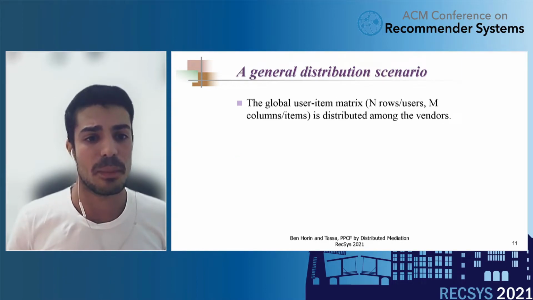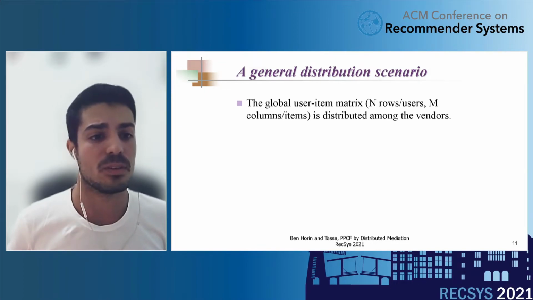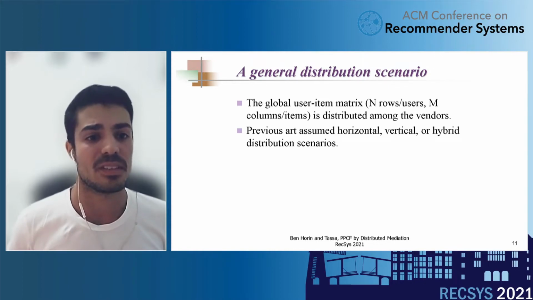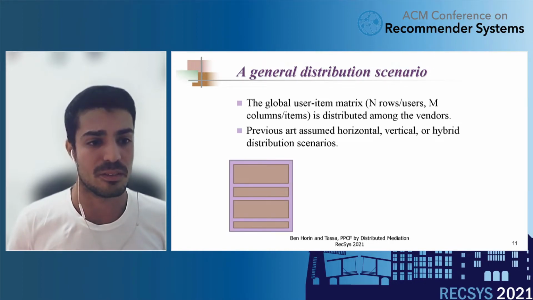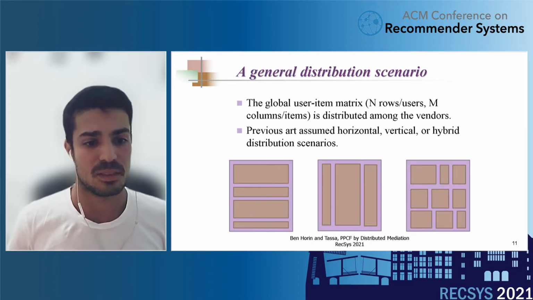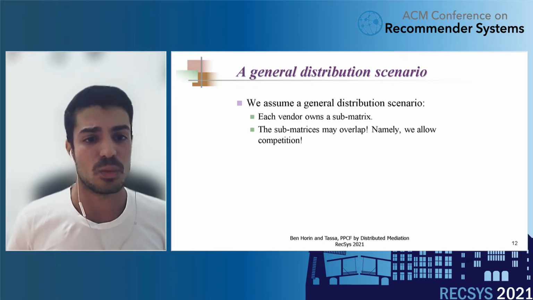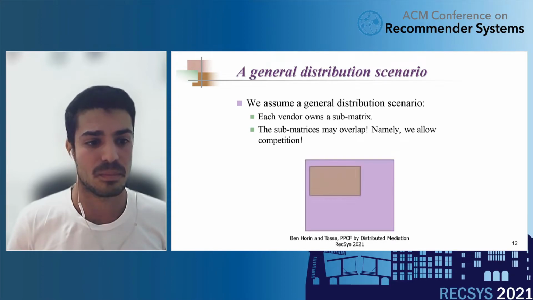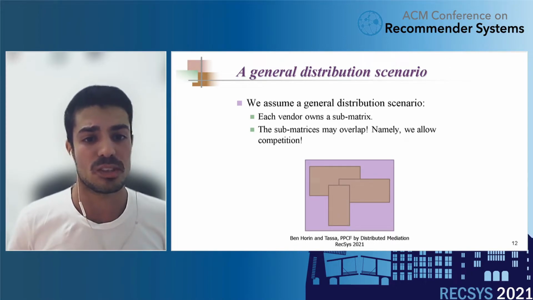Now, let's talk a little about the distribution of the global user item rating matrix among the vendors. Previous art assumed horizontal, vertical, or hybrid distribution scenarios. In all those scenarios, each entry in the matrix is owned by just one vendor. We, however, assume a general distribution scenario where each vendor owns a submatrix and the submatrices may overlap. Namely, a user who wishes to purchase some item has a choice between competing vendors.